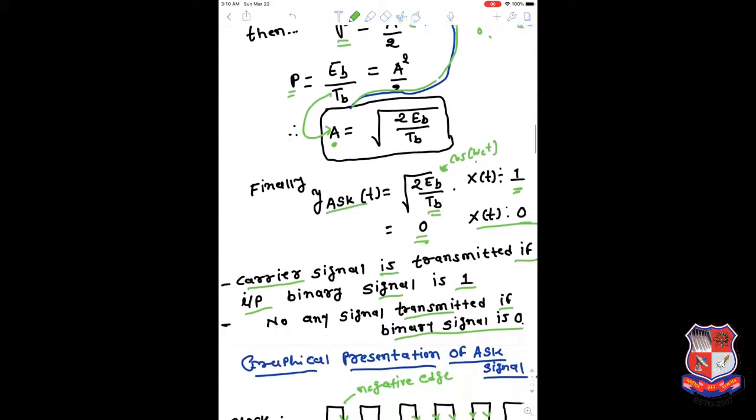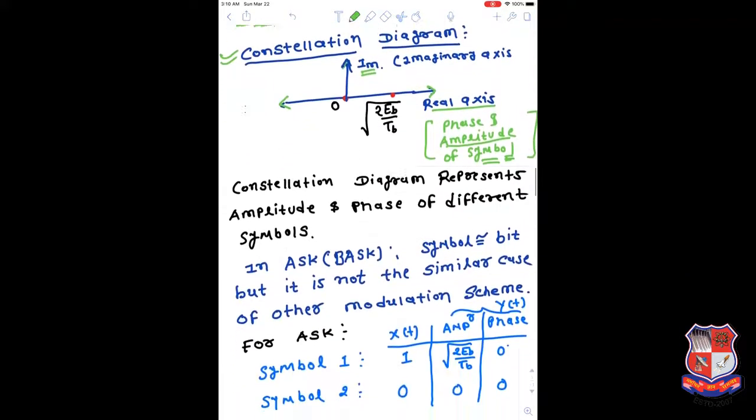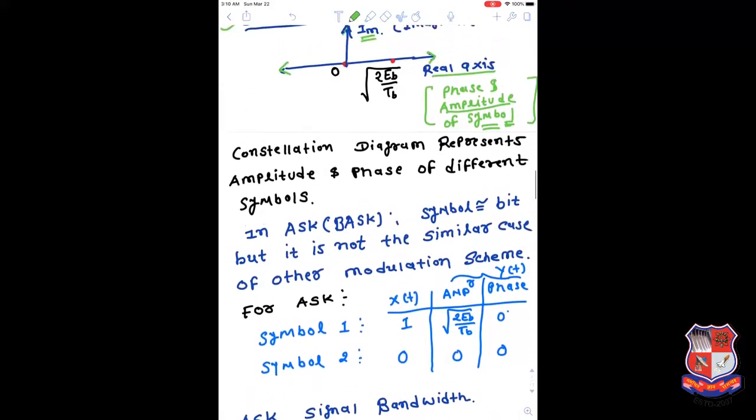Now, what is the symbol duration here? The symbol duration is TB. The same symbol repeats after a TB time interval, so the symbol duration is the same. So this constellation diagram just represents the amplitude and phase of different symbols, and the symbol here is equivalent to a bit. But this is a special case of ASK. For ASK only, this is possible: every symbol is roughly considered as a bit.